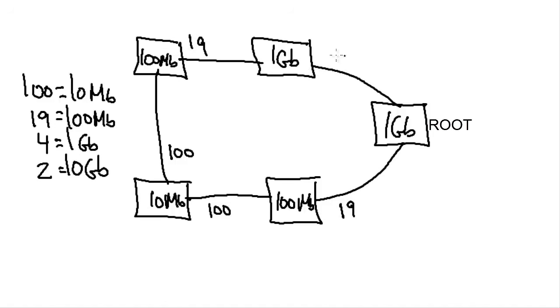And let's say we've assigned the 1 gigabit switch as our root. We've manually set it. Spanning tree would then calculate. And as you can see here, from the 10 megabit switch through the 100 meg over to the 1 gig, it's 100, and the total cost is 123. And then the other path, the total cost is 119. That's the lower cost. That would be the root port, because that would be the preferred path.